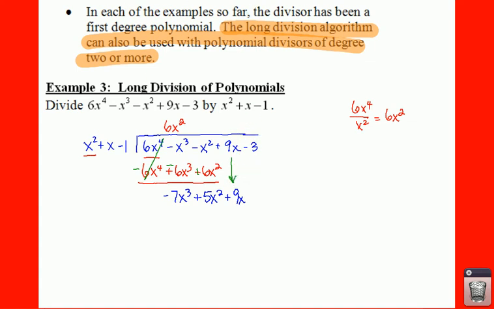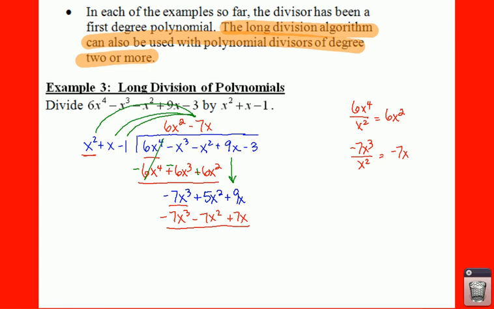So now what we're worried about is just the first term. You have your x squared and your negative 7x to the third. So we're going to take negative 7x to the third, divide by x squared, you get a negative 7x, so that goes on top. So negative 7x, you have to multiply all of these by the x squared, and by the x, and by the negative 1. So that's going to give us a negative 7x to the third minus, sorry, that's going to be a negative 7x squared plus 7x.